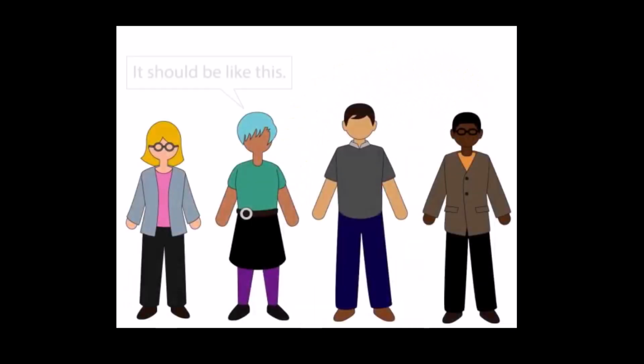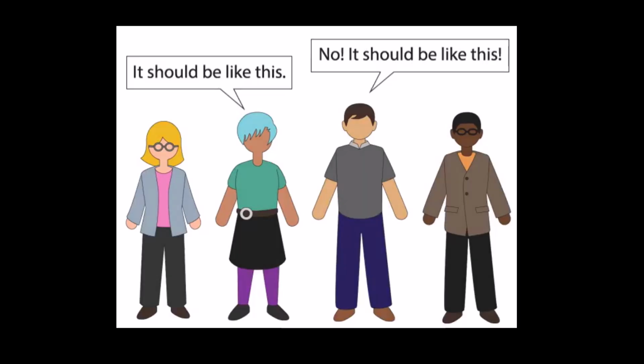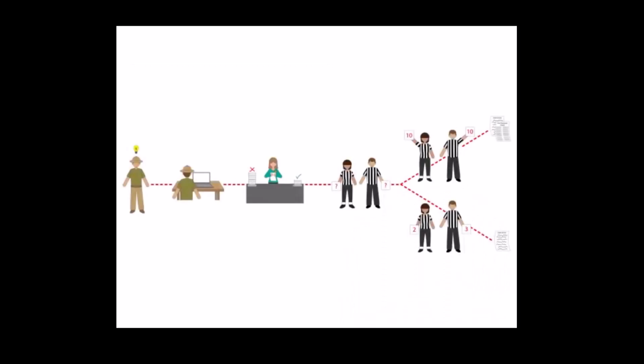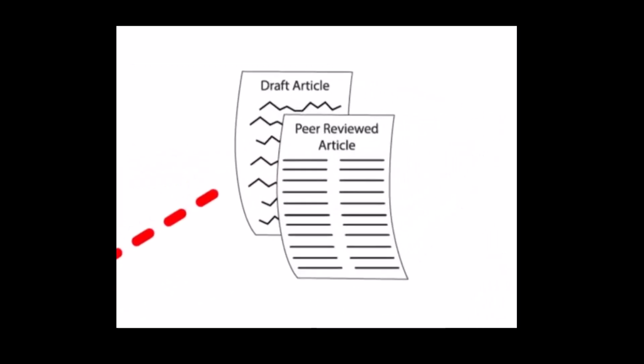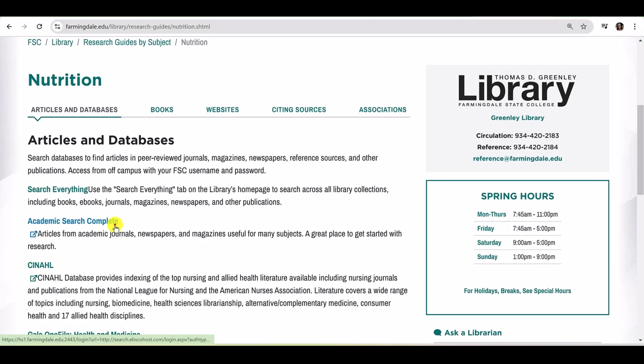By the way, like all established systems, the peer review system has its critics, and scholars continue to think about how the peer review process might be improved. The library has tools to help you find peer-reviewed research. If you want to know more about the peer review process or need help finding peer-reviewed articles, ask a librarian for help. We'll begin our search at the Nutrition Guide.